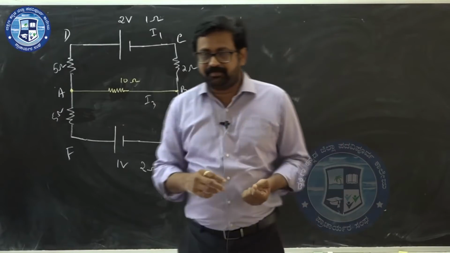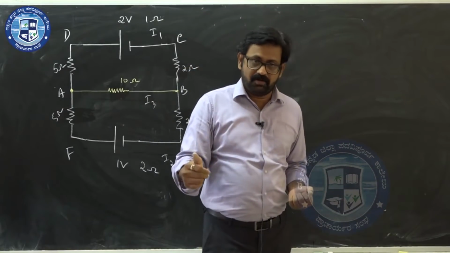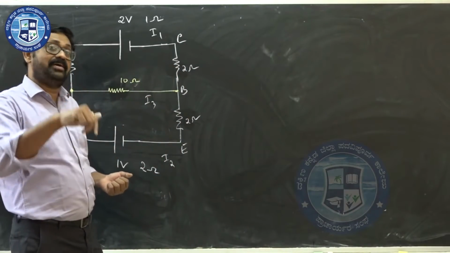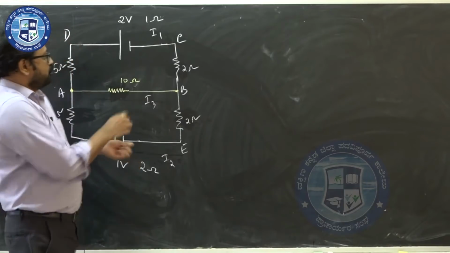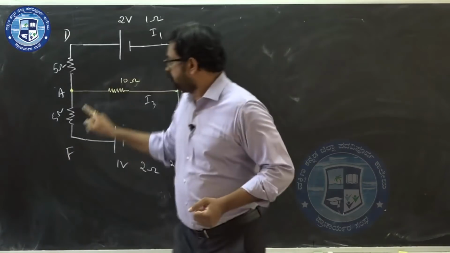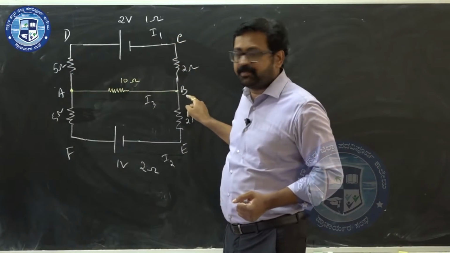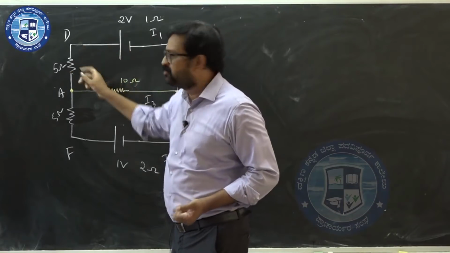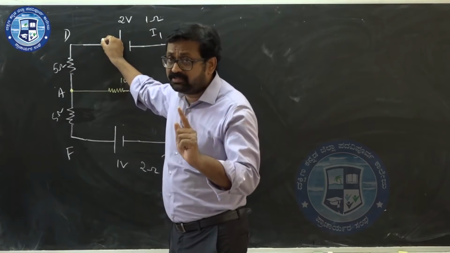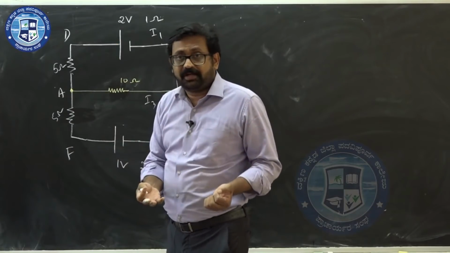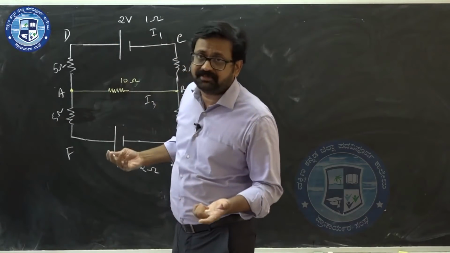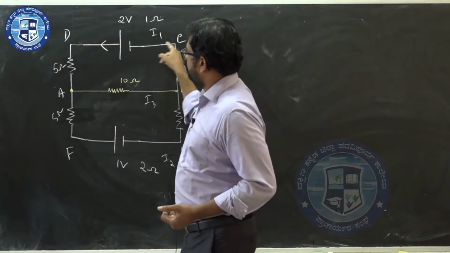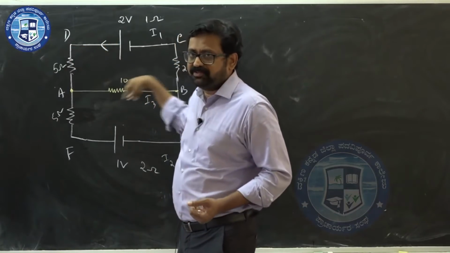But I gave one suggestion to you. Of course, you need not follow the suggestion, you can stick to the rule. Suggestion was, if there is a cell in the branch, you select the direction of a current as sent by the cell. Do you have a cell in this branch? Yes, there is a cell in this branch. So, normally a cell will send a current from positive to negative. We will stick to that. I said you need not follow this, you can follow your own direction of a current. You could have selected the opposite direction. Okay, I will select the direction of I1 in this direction. It is from C to D here, of course, the idea was positive to negative.